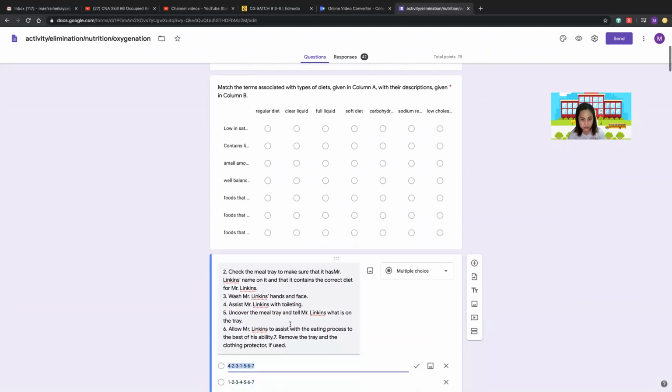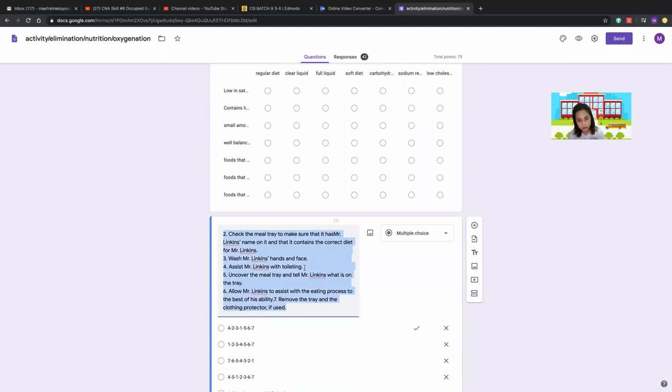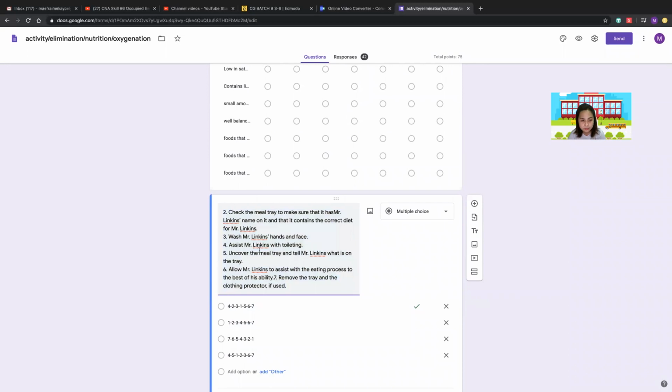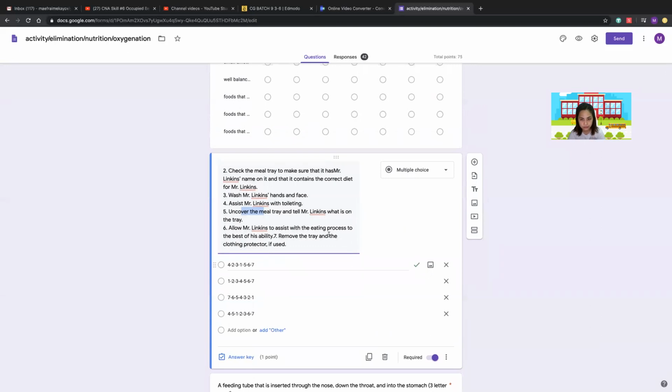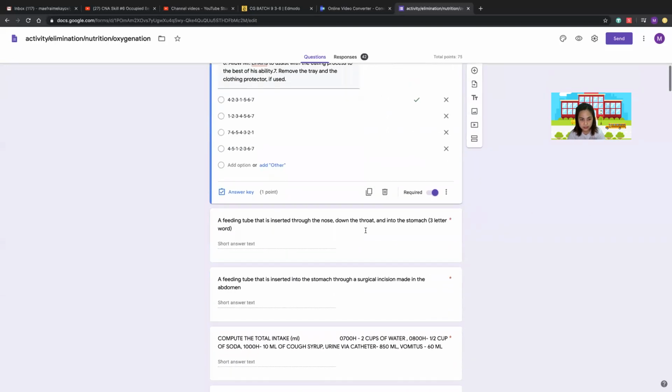So first is you assist Mr. Lincoln first in toileting. So you will not disturb him if you will pee or poo before eating, while eating. Then next is you check the meal tray to check the patient's identity. Then number 3 is wash Mr. Lincoln's hands and face. Then number 5 is uncover the meal tray. Number 6 is allow Mr. Linkins to assist with the eating process. And number 7 is remove the tray. So that is the answer.